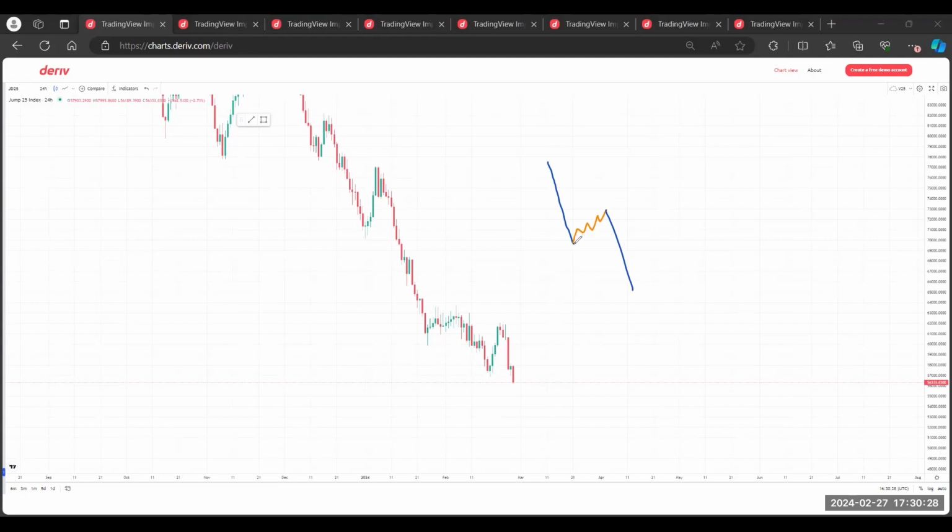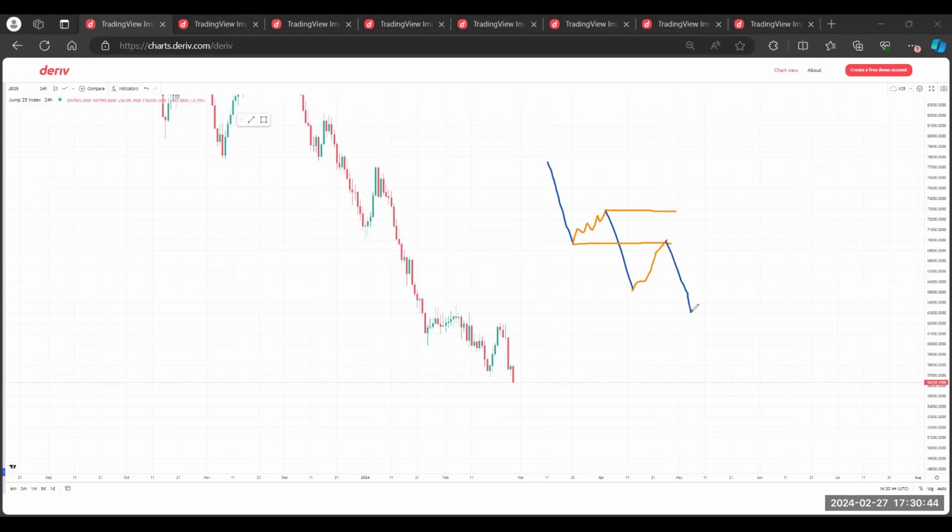Now, if price should come back to that zone where it did the correction, this is the correction zone right there, from this point to this point. If price should move back to this zone, there is a very high probability that price is going to push down again.